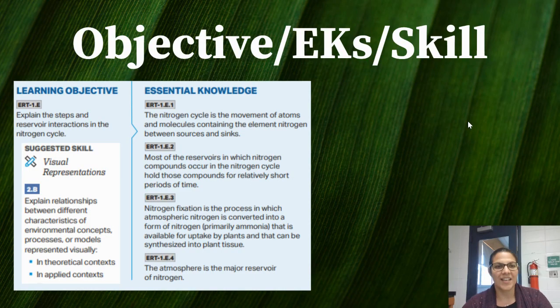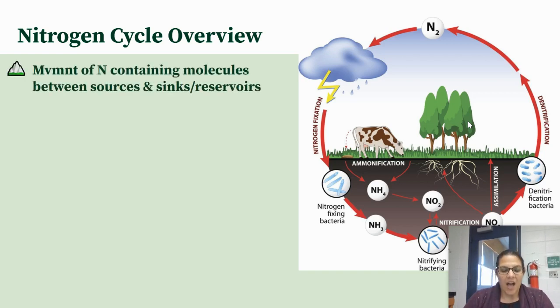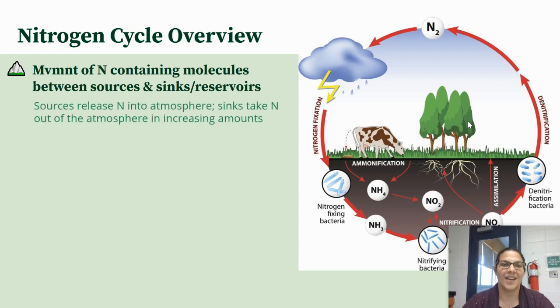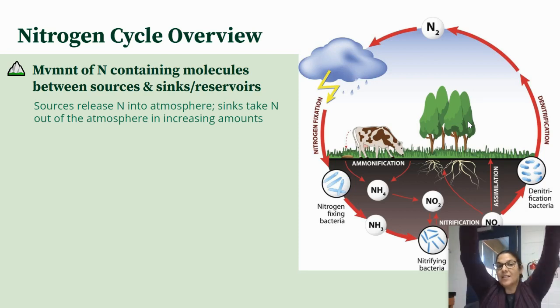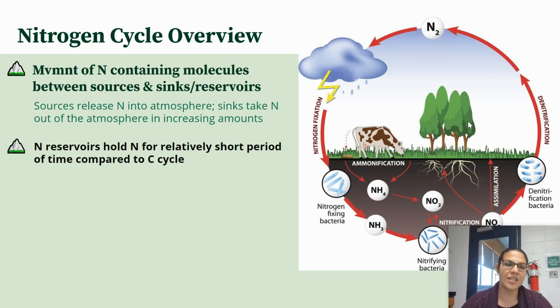Nitrogen cycle. Objectives, EKs, and skills. So here's your overview for the nitrogen cycle. The nitrogen cycle is a pain in the butt, but you have these same things, the sources and the sinks. And the sources will release nitrogen into the atmosphere and sinks take it out of the atmosphere. Nitrogen reservoirs actually hold nitrogen for relatively short periods of time compared to the carbon cycle, because the nitrogen cycle is a lot in organisms, in plants and animals.